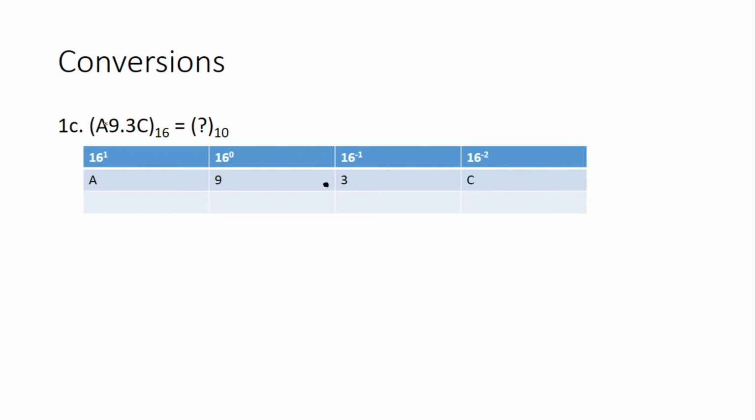Similarly, in case of hexadecimal, we write the number first, A9.3C. This 9 would be multiplied with 16 raised to the power 0, this A would be multiplied with 16 raised to the power 1, this 3 would be multiplied with 16 raised to the power minus 1, and this C would be multiplied with 16 raised to the power minus 2. So to convert it, we write A into 16 plus 9 into 1 plus 3 into 1 upon 16 plus C into 1 upon 16 square.